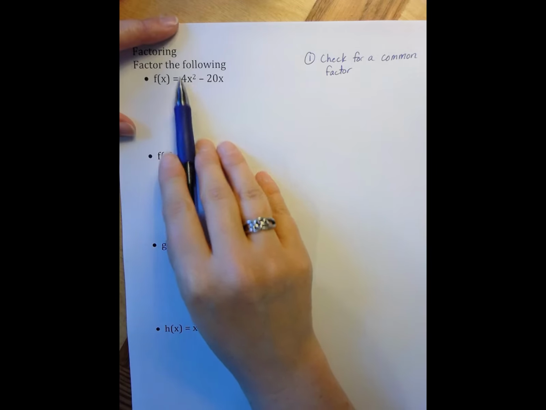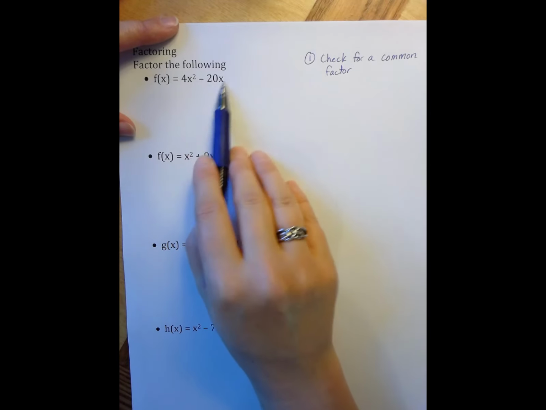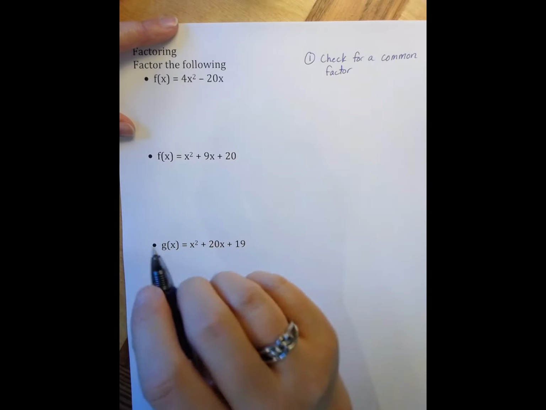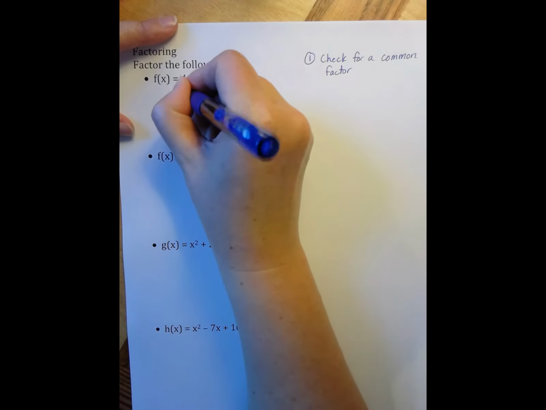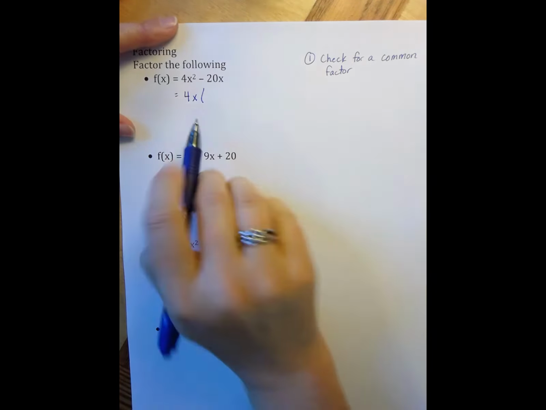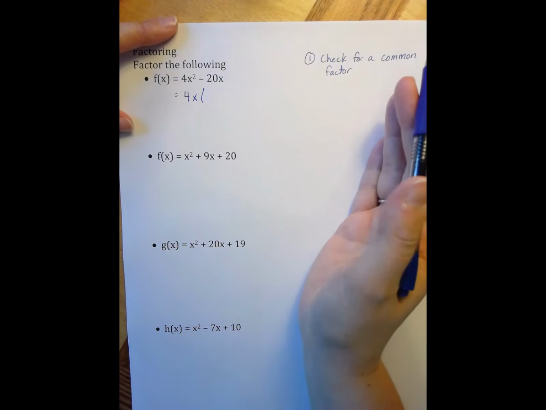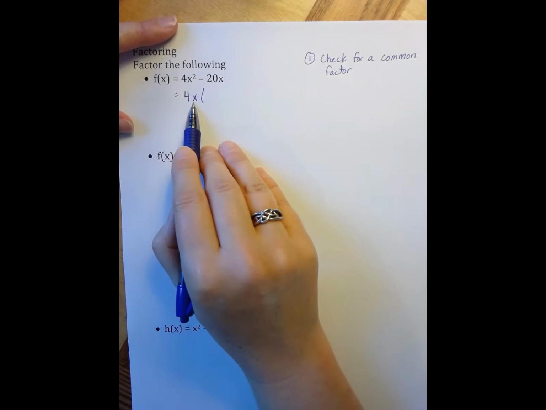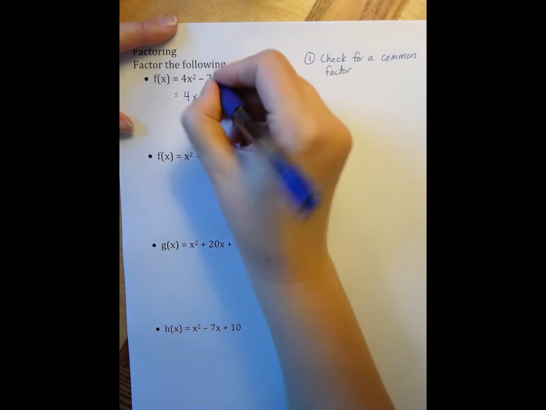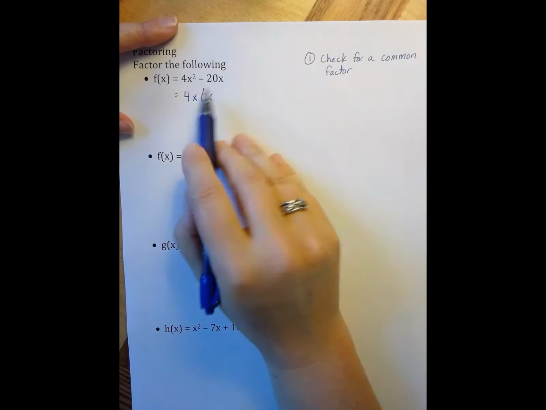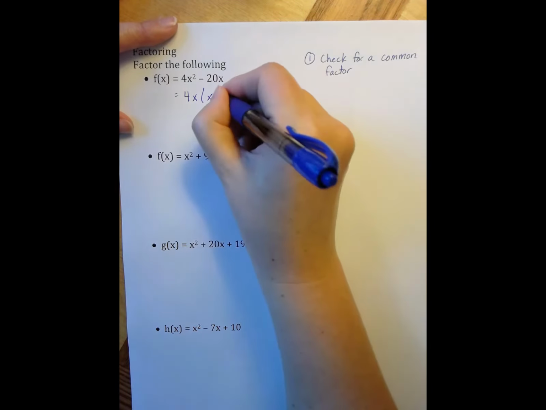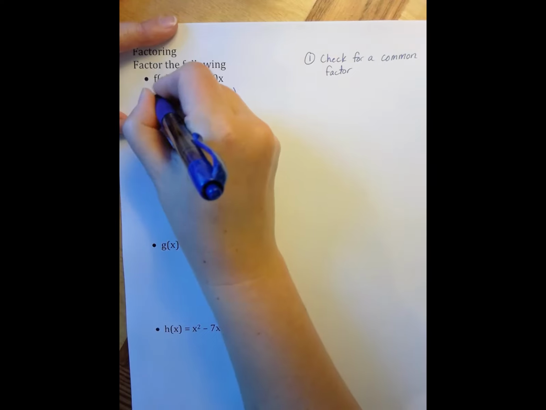I can divide 4x squared by 4x, and I can divide negative 20x by 4x. So I factor out a 4x, and I'm undoing a distribution problem, so I'm asking myself, well, what number times 4x gives me 4x squared? That would be x. And then what number times 4x gives me negative 20x, which is negative 5.